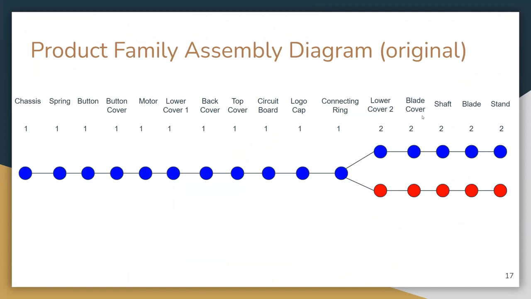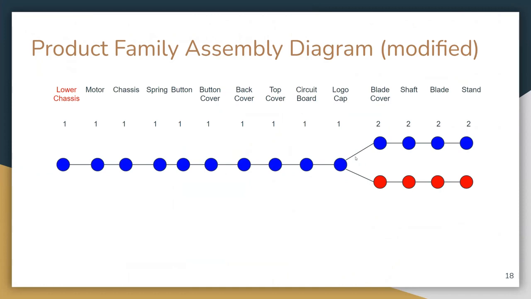For our product family assembly diagram, this is the original before redesign, but after redesign, we were able to take out a few nodes and reduce the product differentiation side.